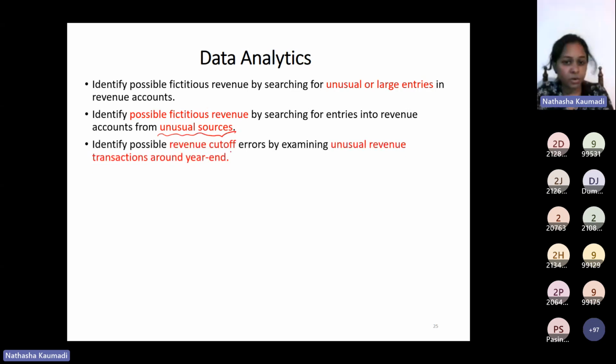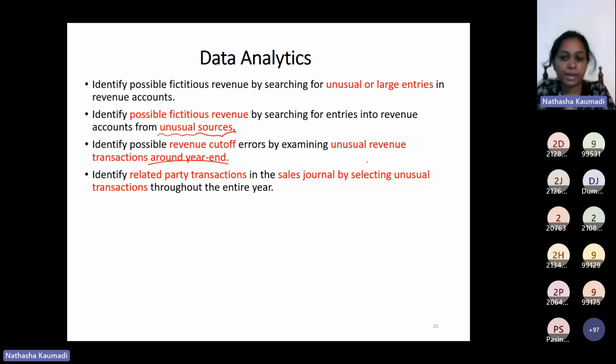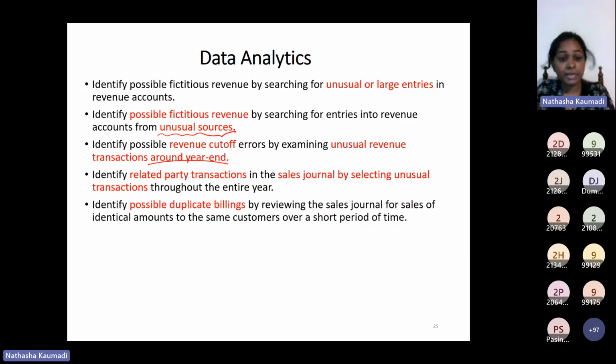Identify possible revenue cutoff errors by examining unusual revenue transactions around year end. So you filter all these year end revenue transactions and easily you can do these data analytics procedures. Identify unusual transactions in the sales journal throughout the entire year. Identify possible duplicate billings. Of course, you can easily capture duplicates using data analytics. There can be duplicate invoices, we don't know, and they can cause overestimation of revenue and overestimation of trade receivables. So you can check for duplicates as well.